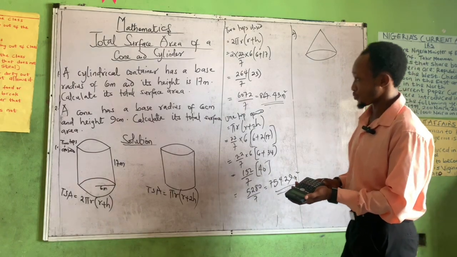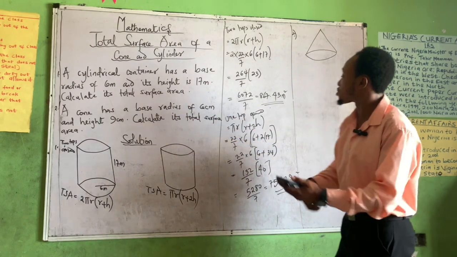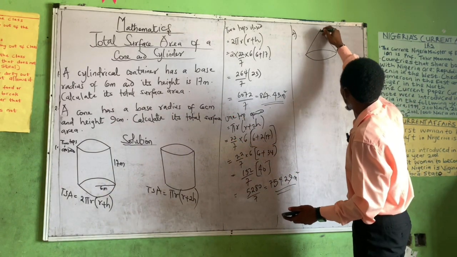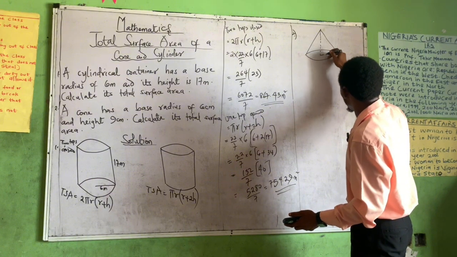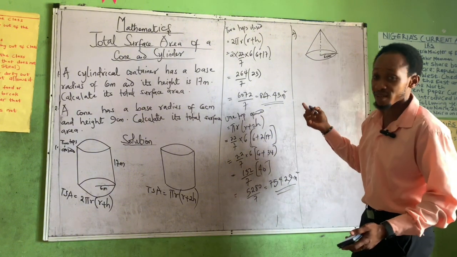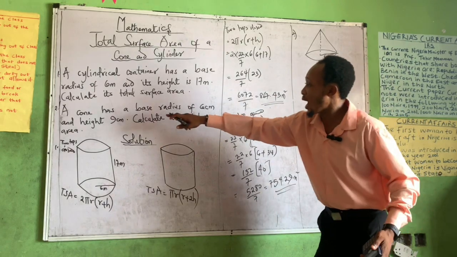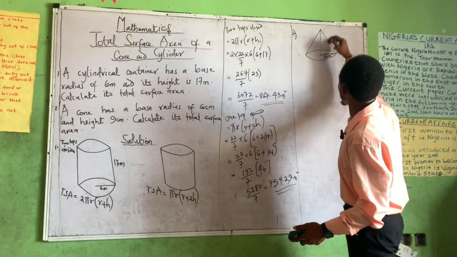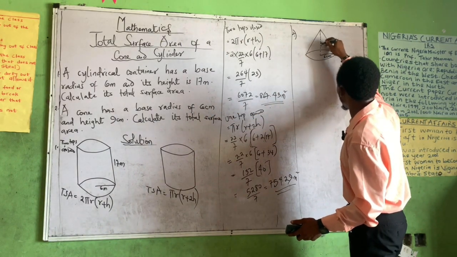That's your cone. It has a base radius of 6 meters. It means from here to here, your cone has a height. So this is the radius of what? 6 centimeters. It is centimeters this time around. Then the height is 9 centimeters. So from here to here is the height, 9 centimeters.